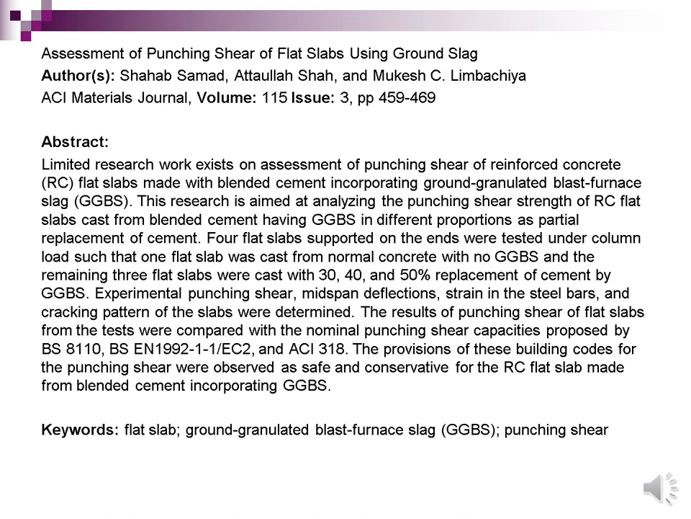Four flat slabs supported on the ends were tested under column load, such that one flat slab was cast from normal concrete with no GGBS and the remaining three flat slabs were cast with 30, 40, and 50% replacement of cement by GGBS. Experimental punching shear, deflections, strain in the steel bars, and cracking pattern of the slabs were determined. The results of punching shear of flat slab from the test were compared with the nominal punching shear capacities proposed by the various codes. The provisions of these building codes for punching shear were observed to be safe and conservative for the RC flat slab made from blended cement and GGBS. And then there are some keywords.